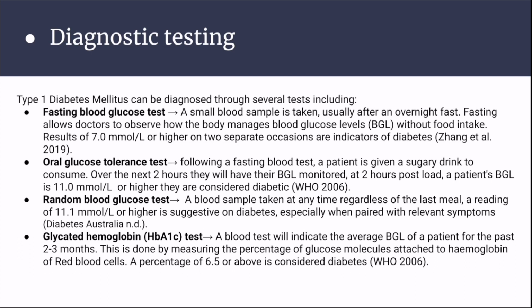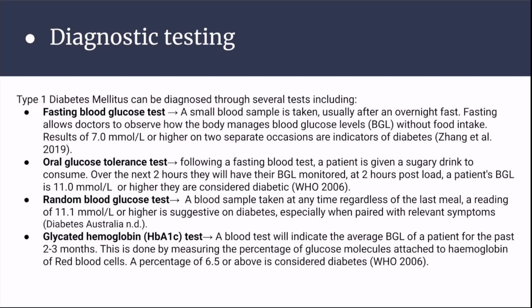Another test is the oral glucose tolerance test. So following a fasting blood test, a patient is given a sugary drink to consume. Over the next 2 hours, they will have their blood glucose level monitored, and at 2 hours post-load, a patient's blood glucose level of 11 millimoles per litre or higher is considered to be diabetic.